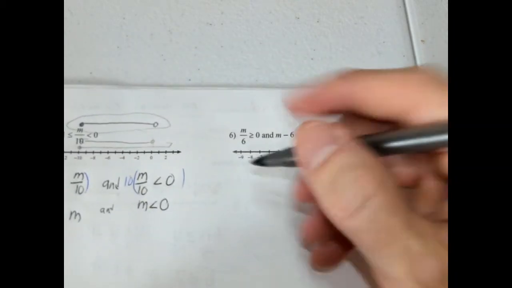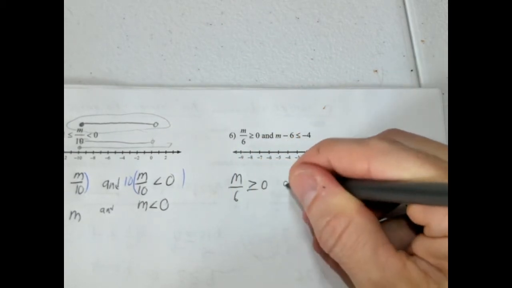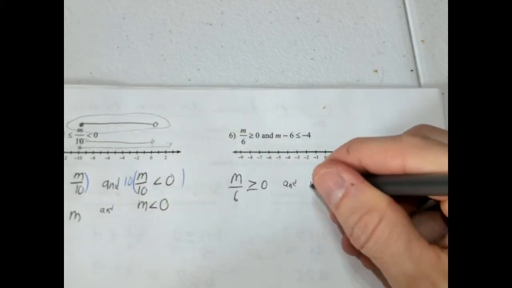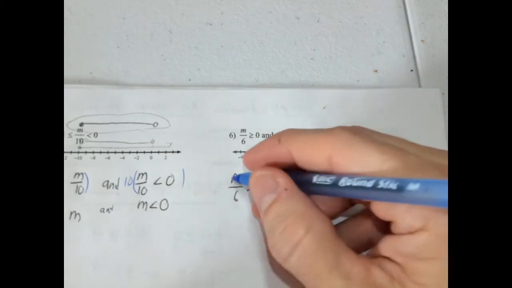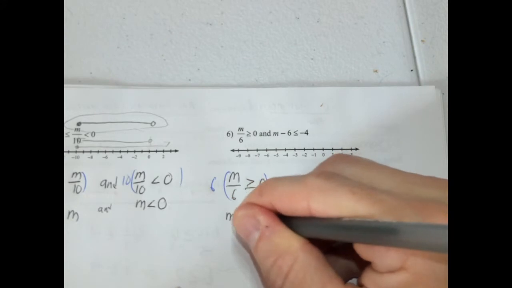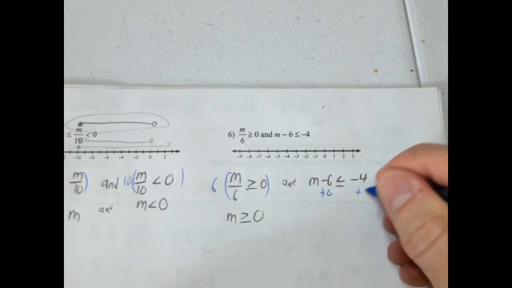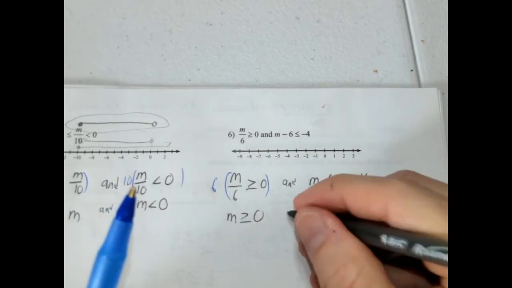Let's try another one here. So we have m over 6 is greater than or equal to 0, and that's what we call a conjunction. And m minus 6 is less than or equal to negative 4. So we're going to multiply both sides by 6. We're going to use the inverse operation. M is greater than or equal to 0. And then over here we're going to add 6 to both sides. So we're going to get m is less than or equal to 2. And that's an AND statement.